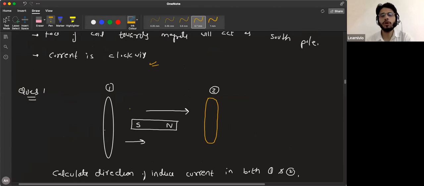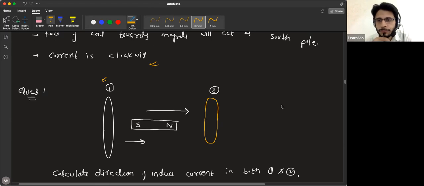So you have two coils, coil 1 and coil 2. You have to decide the direction of induced current in both the coils. So Hishma, for coil 1, what is the cause? Approaching south pole or receding south pole? Hishma, for coil 1, what is the cause of induced EMF? Approaching south pole or receding south pole?